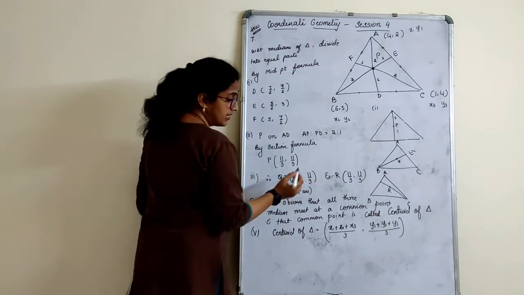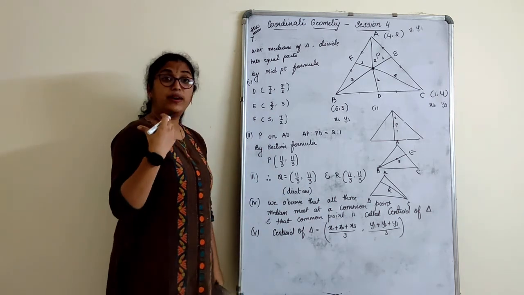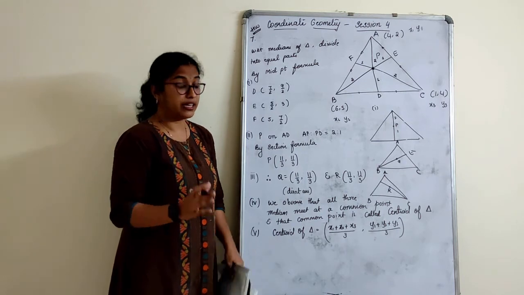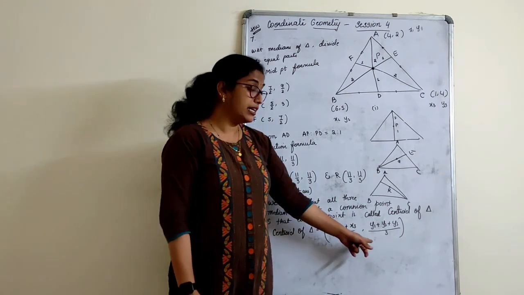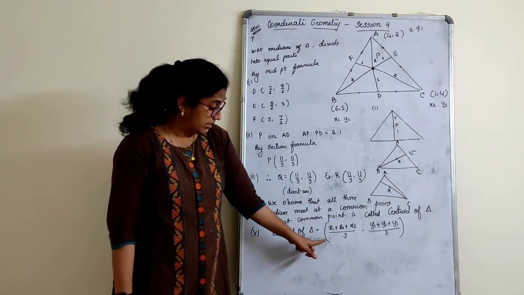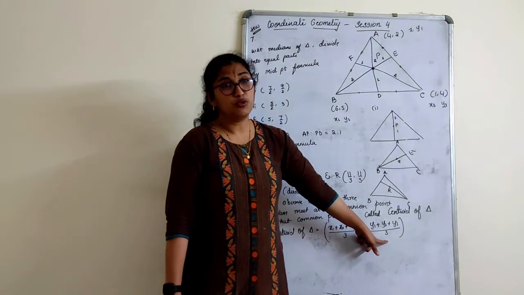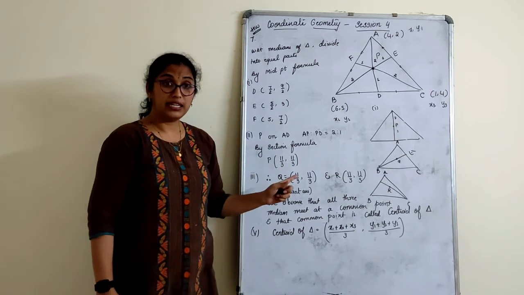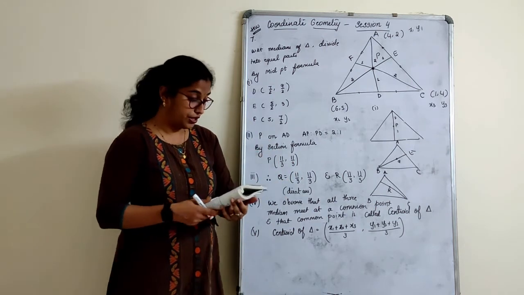So directly we can say the common point where all three medians meet is called the centroid of the given triangle. And the coordinates to find the centroid of a given triangle is this formula. You need not derive it, directly write it. I hope the things are very clear. Mark the sum for homework.